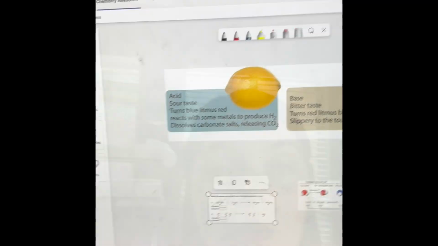So let's take a minute and let me figure out how to flip my camera.